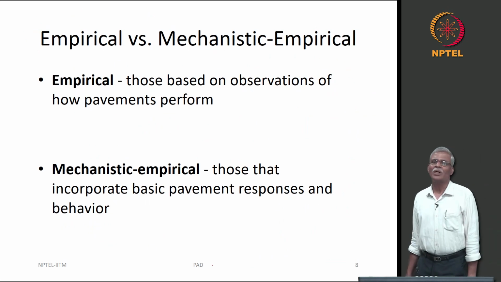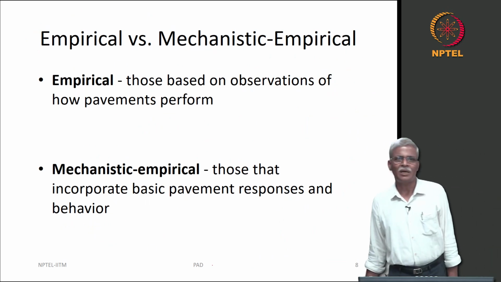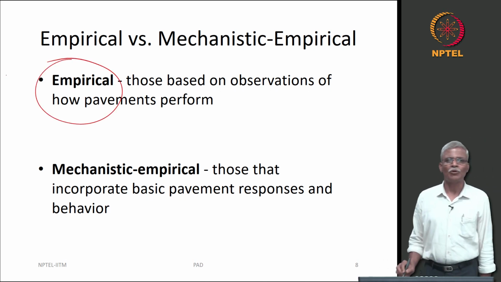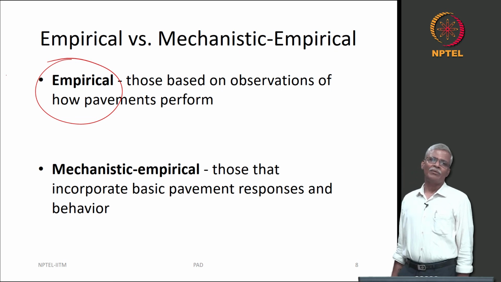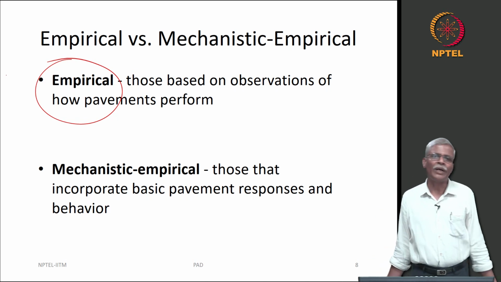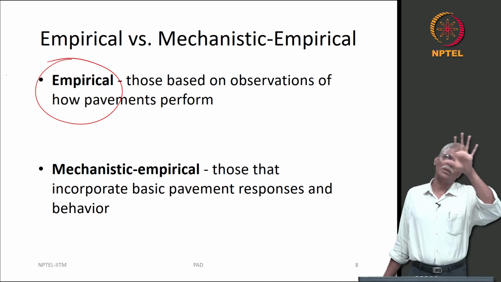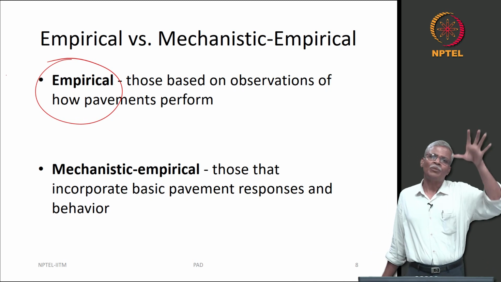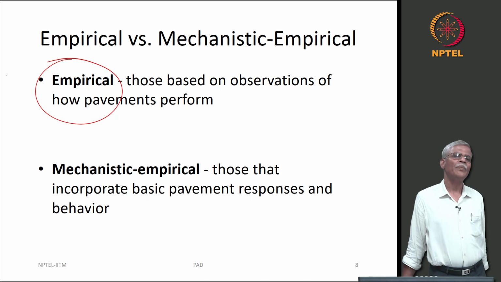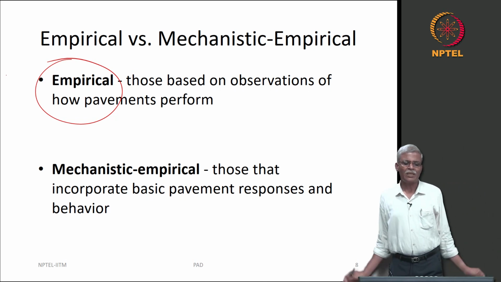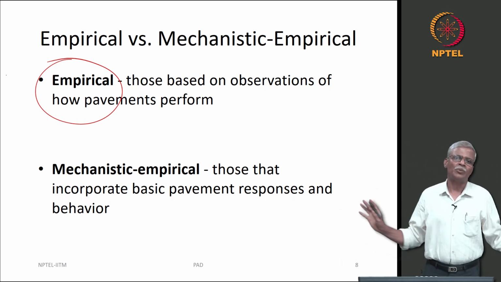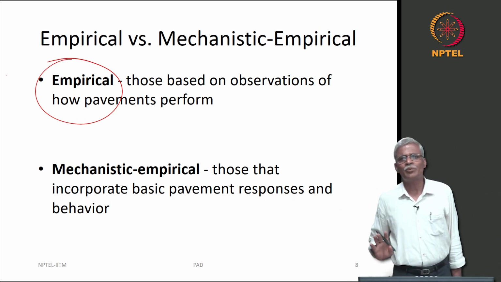So, let us understand what is this mechanistic and empirical. In the olden days, and in fact most of you who are familiar with reading from a few undergraduate textbooks, they are fairly outdated and they will be showing you some simple CBR graphs with some traffic loading and with some design thickness. These are what are called the empirical methods of doing it, basically based on empirical observations on how the pavements perform. Okay. Life is fairly simple and straightforward.